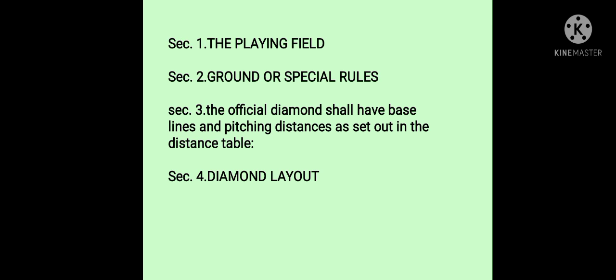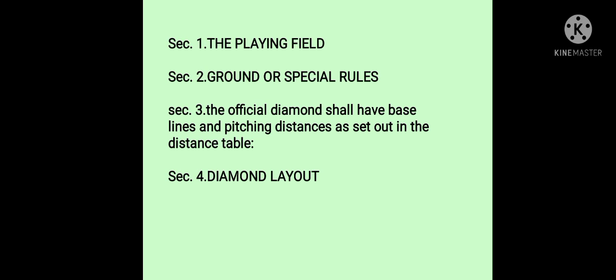Section 2, ground or special rules. Ground or special rules establishing the limits of the playing field may be agreed upon by the leagues or opposing teams whenever backstops, fences, stands, vehicles, spectators, or other obstructions are within the prescribed area.